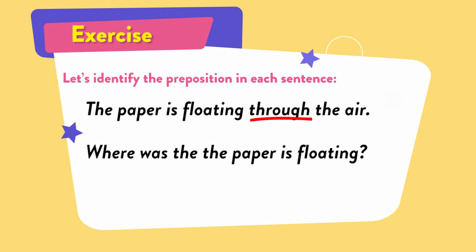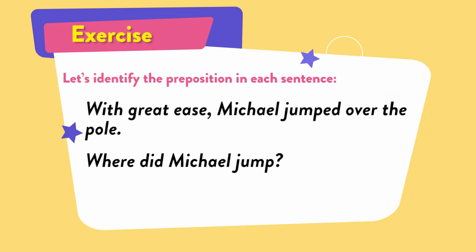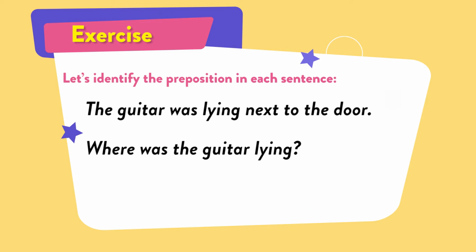Through the air. So the preposition there is through. Number 2, where did Michael jump? He jumped over the pole. So the preposition is over. Where was the guitar? Lying next to the door. So our preposition there is next.